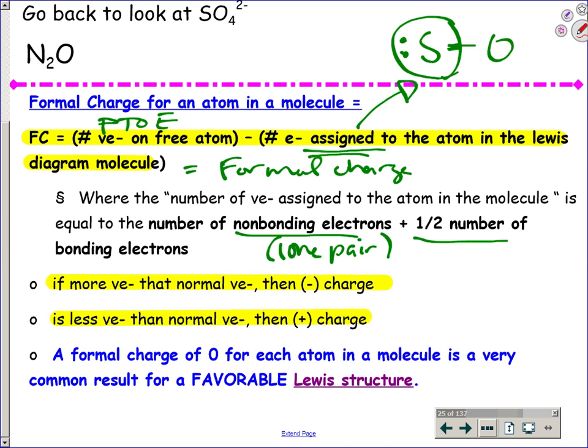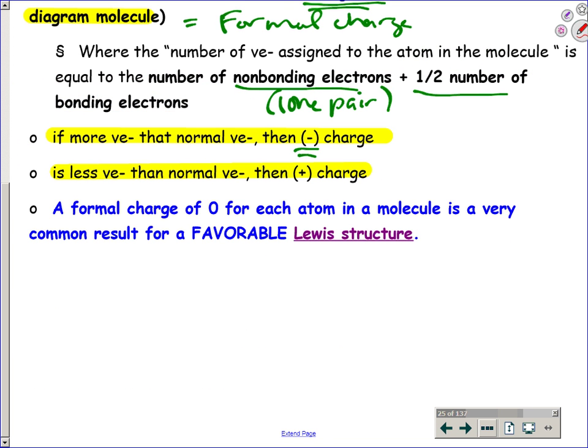If you have more electrons assigned than it normally should have, that makes you negative, right? You just have more negative things. If you have fewer electrons assigned to you than you should have, it makes you a positive formal charge. And if you have an equal amount to what you should have, you have a 0 formal charge. So the most favorable or the most valid Lewis structures have a formal charge of 0 for each atom.